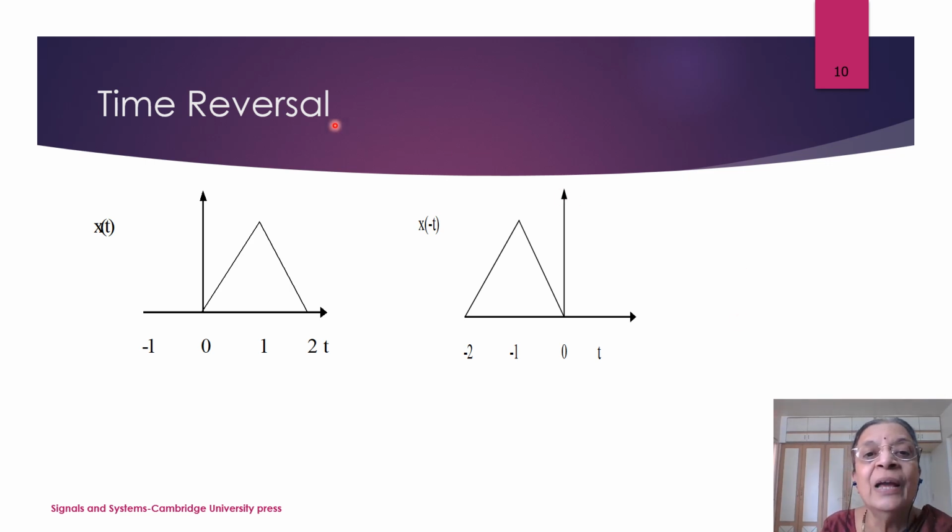Now consider the time reversal property. Time reversal means if the signal is represented as x(t), I want to plot x of minus t. What does x of minus t mean? The corresponding signal x(t) that exists will be inverted with respect to the y-axis. So if you invert this with respect to the time axis, you get minus t. This is what we call the mirror image of the signal. x of minus t is the mirror image with respect to the y-axis.